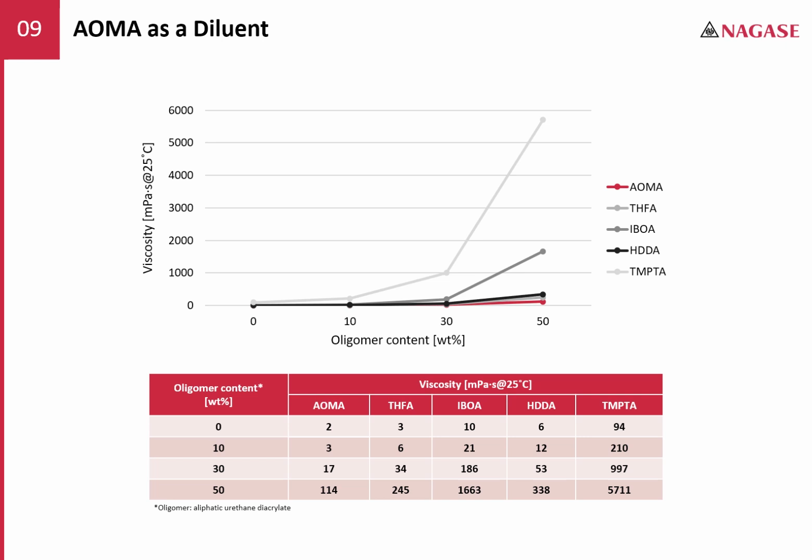We see the data below on the table, and again, I'll look at the 2 extremes here. For TMPTA, you start at around 94 millipascals or centipoise. It quickly goes up to close to 6,000 centipoise, using the same amount ratio of AOMA to the oligomer. We started at 2. And by the time you hit 50, you're only at 114 centipoise. So it stays very low. So this becomes a very good and effective monomer to dilute high viscosity oligomers.